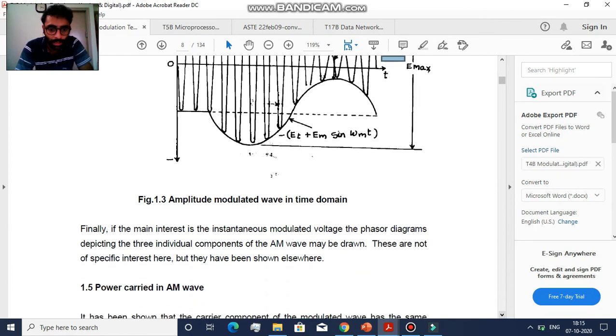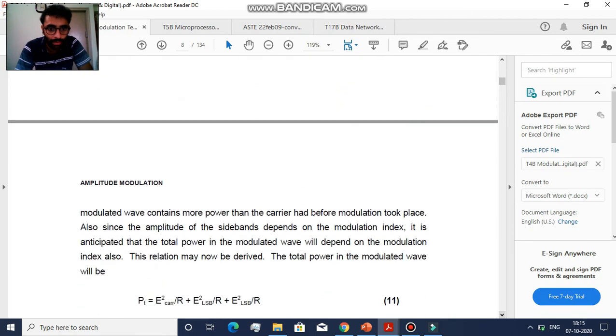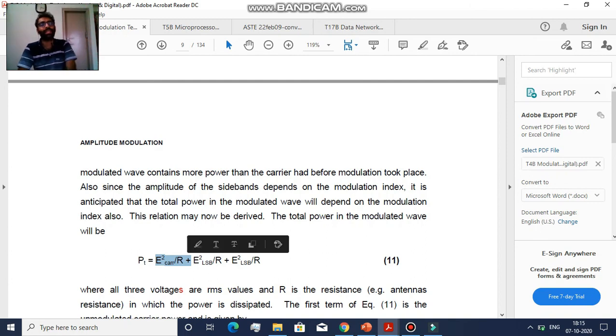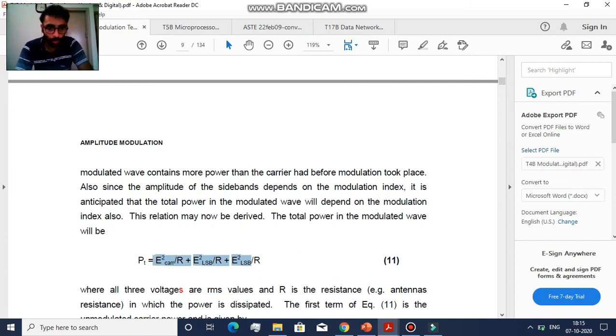Other than that, an important thing about this is the power carried in an AM wave. As you all know, the power is nothing but V square by R. For an AC signal, it is V square RMS upon the resistance. So in our case, the power would be the sum of all three powers, that is E square carrier by R, E square LSB by R and E square USB by R.